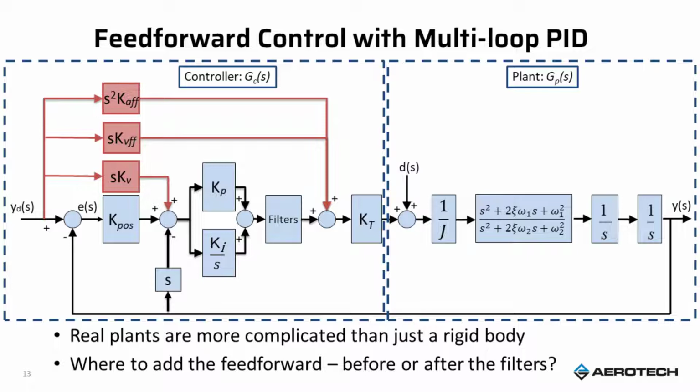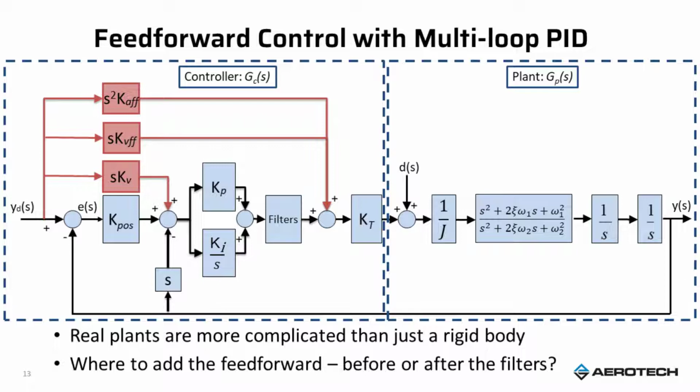Okay, so here's a real multi-loop control system, and on the right we see the GP of S, the plant. I have the inertia shown, 1 over J. I have a resonance structure shown, which is S squared plus 2 xi omega 1 S plus omega 1 squared over the denominator S squared plus 2 xi omega 2 S plus omega 2 squared. This is just a resonance anti-resonance pair, which occurs in most systems. You see some sort of resonance structure at the higher frequencies. And then 2 integrators to get us to the position.